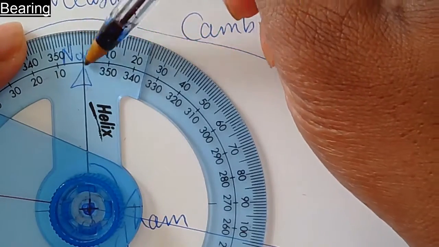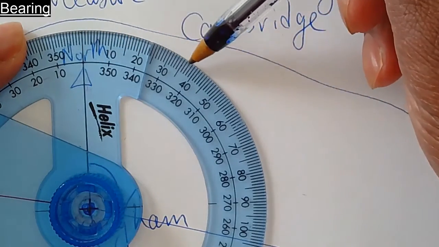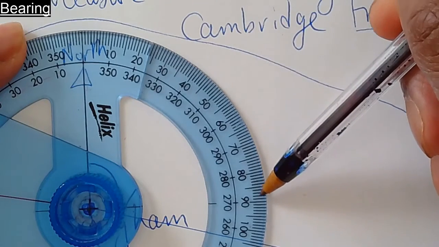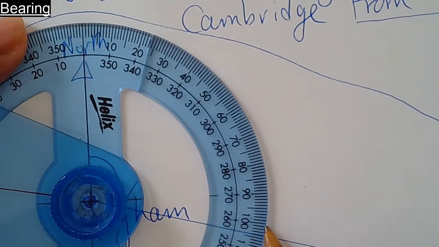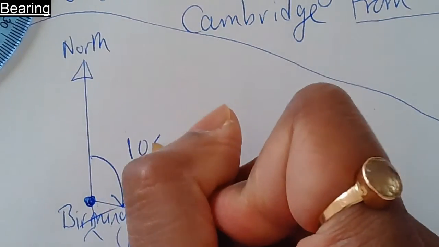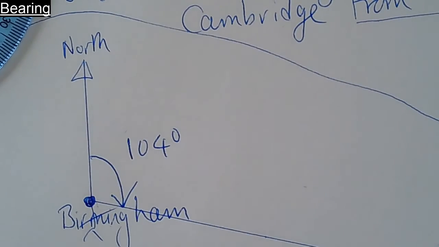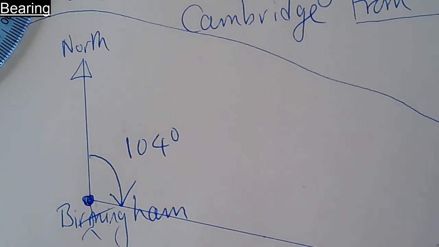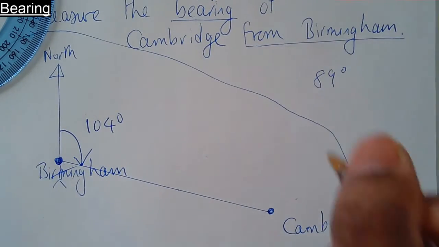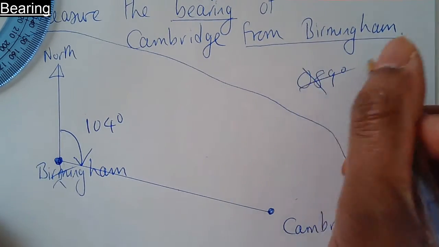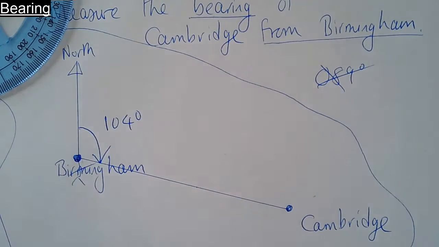Now start counting clockwise. 10, 20, 30, 40, 50, 60, keep going. That's 100 there. 101, 102, 103, 104. Looks like 104. 104 degrees. That's already 3 digits, so I don't need to add on an extra 0. If it happened to be, let's say, 89 degrees, you can't just write 89 degrees as a bearing like that. It has to be 3 digits. It would be that. But this one is 104 degrees according to my map.